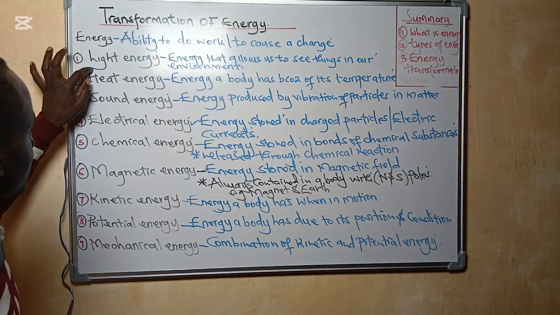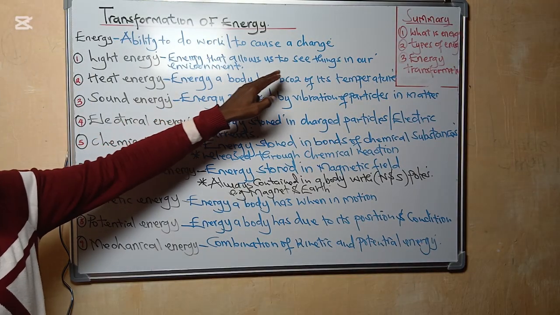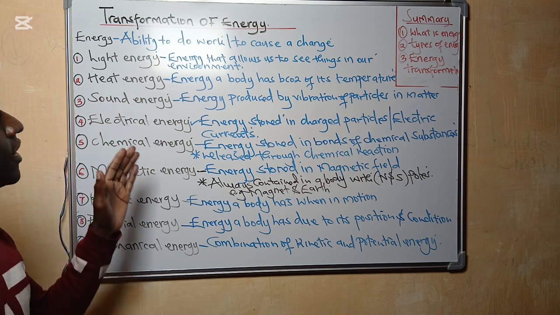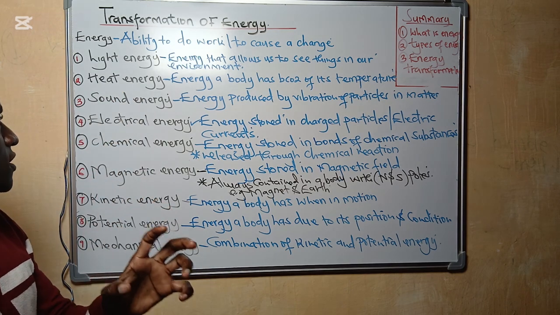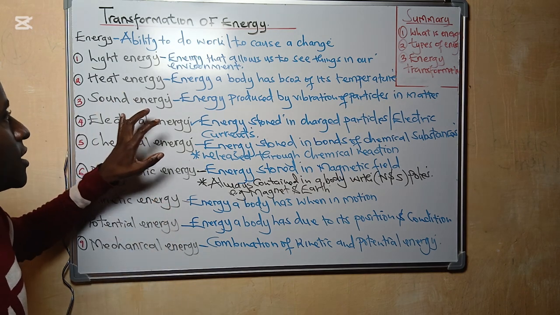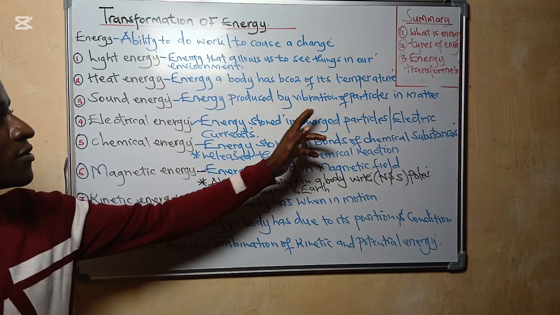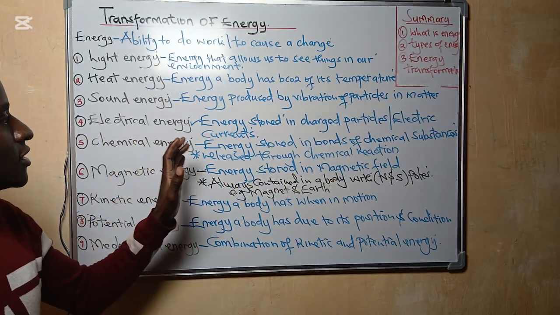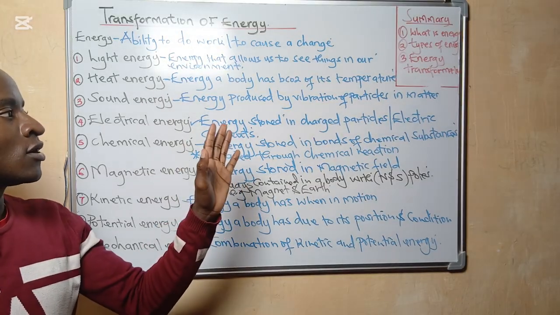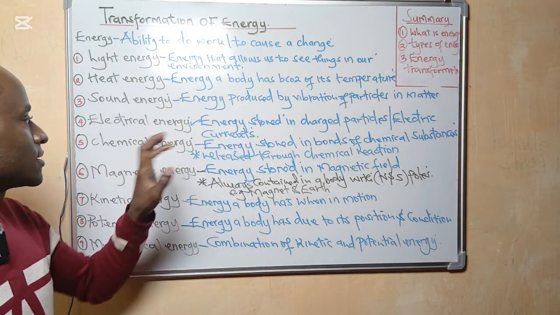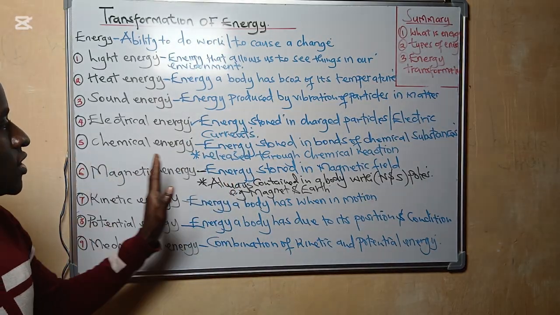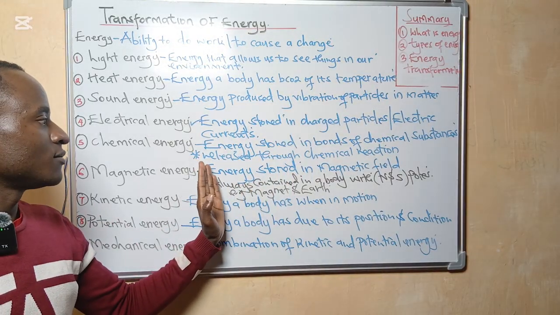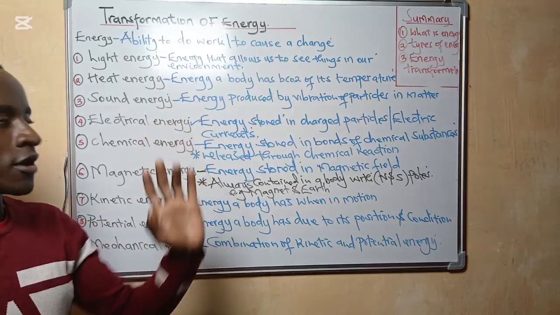The first one is light energy, energy that allows us to see things in our environment. We have heat energy, energy a body has because of its temperature. Then we have sound energy, energy produced by vibration of particles in matter. Then electrical energy, energy stored in charged particles or electric currents. Then chemical energy, energy stored in bonds of chemical substances that can only be released through chemical reaction.